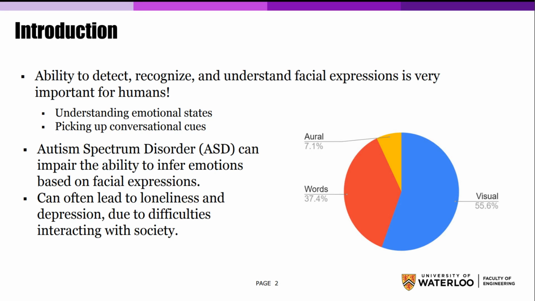It serves two main purposes: understanding emotional states and also picking up conversational cues. If you look at the graph, research has shown that up to 55% of the information conveyed by a spoken message is actually expressed by the visual aspect alone, with the words only taking up 37%. Unfortunately, people who suffer from autism spectrum disorder often also have an impaired ability to infer emotions based on facial expressions, which can lead to loneliness and depression due to increased difficulties interacting with other people.